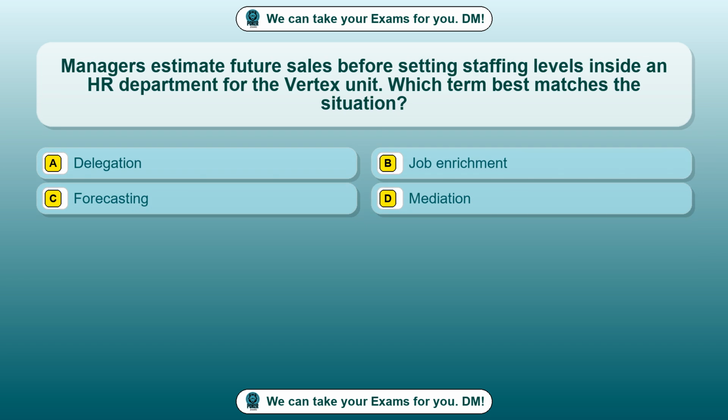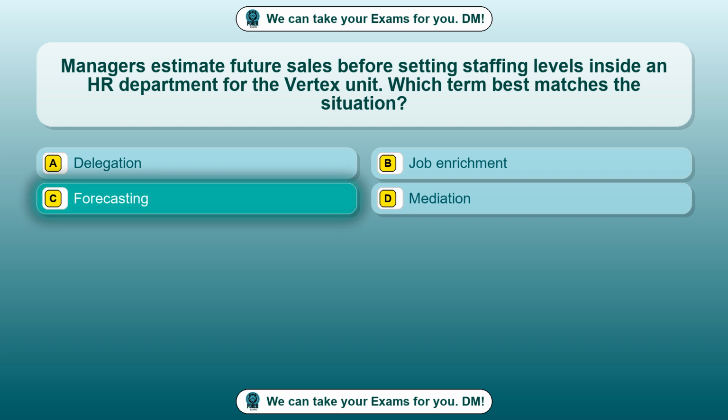Question 75. Managers estimate future sales before setting staffing levels inside an HR department for the Vertex unit. Which term best matches the situation? Option A, delegation. Option B, job enrichment. Option C, forecasting. Option D, mediation. The correct answer is option C, forecasting.